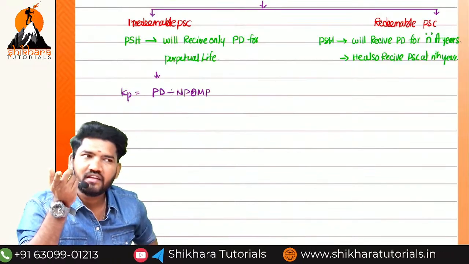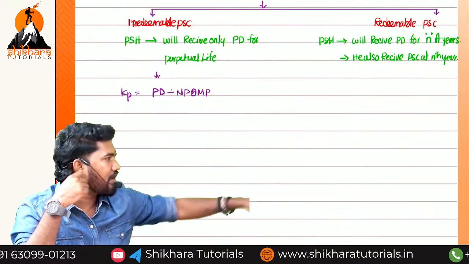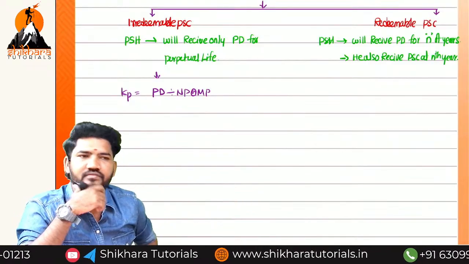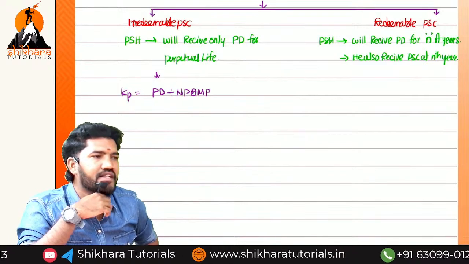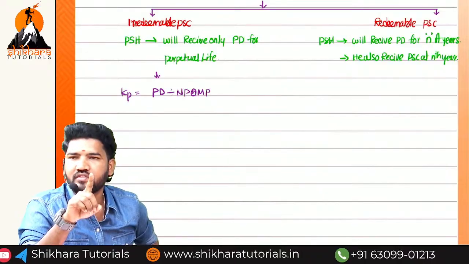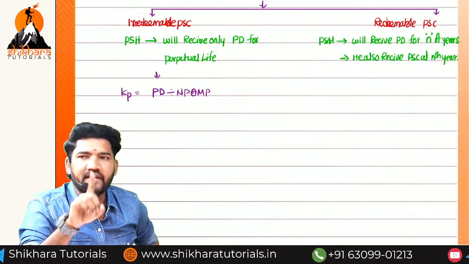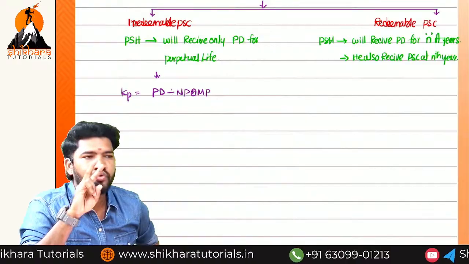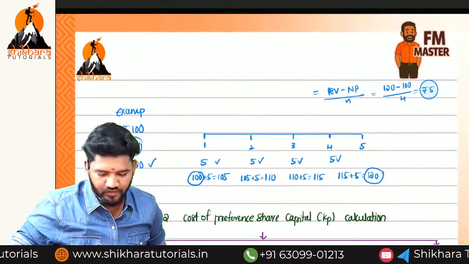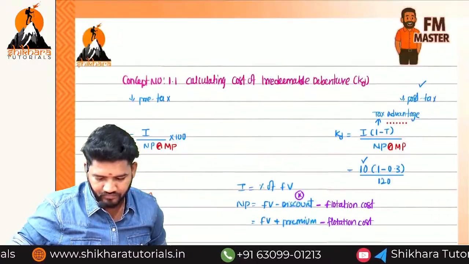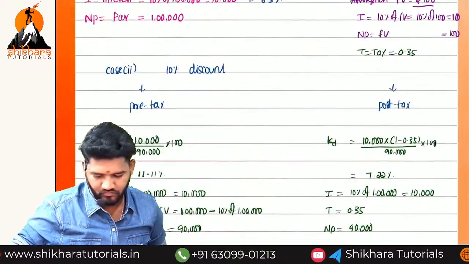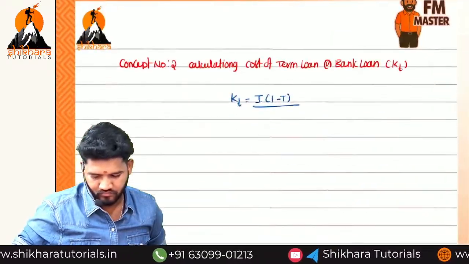What about the KD? Interest times (1 minus tax). Here I am not considering preference dividend times (1 minus tax). What do I consider? Just preference dividend. The reason: no tax advantage for preference share capital. Tax advantage is only for debt. How many types of debt do you have? Two types: debenture and bank loan. I think the last formula I explained was bank loan only.